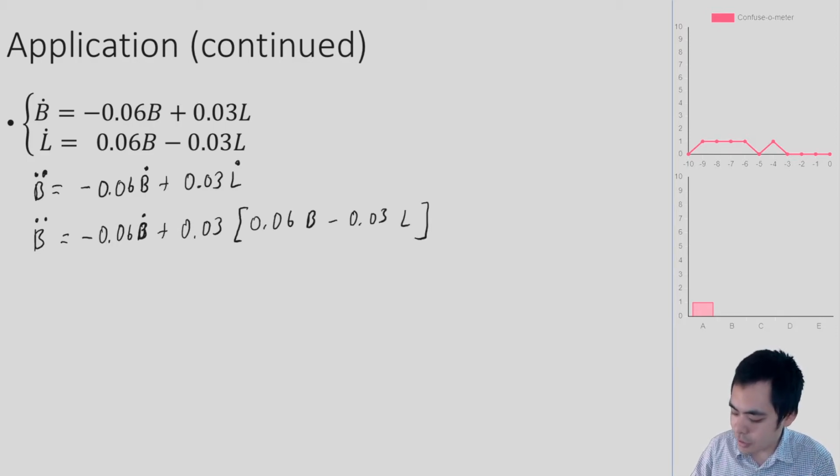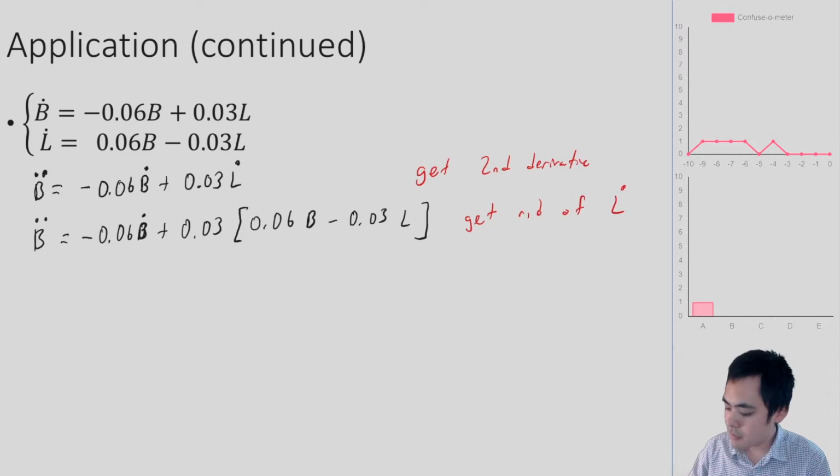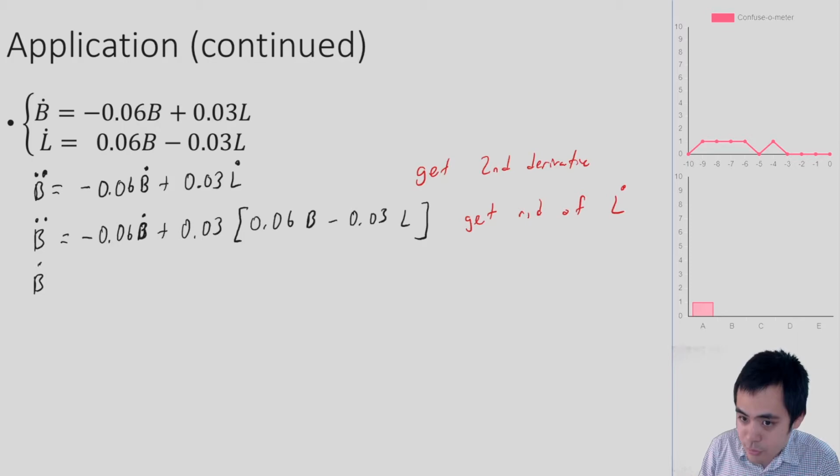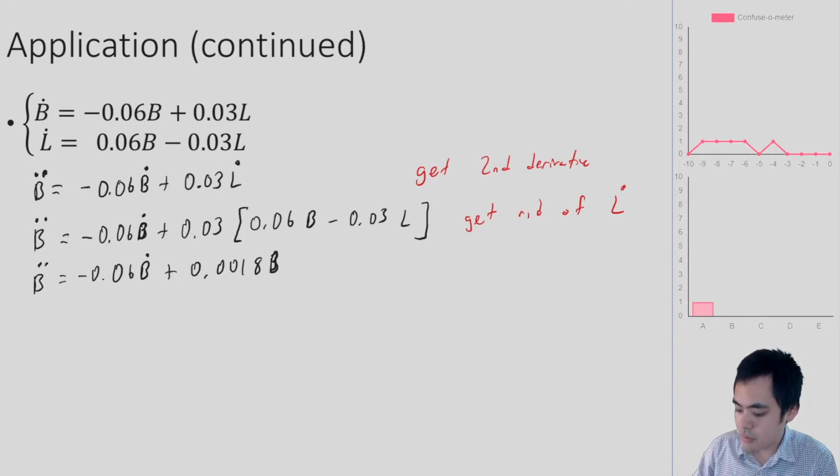So note that in this first step, what we were doing is get the second derivative, and then get rid of L dot. So let's rewrite that. So that's b double dot is equal to minus 0.06 b dot plus 0.0018 b minus 0.0009 L.